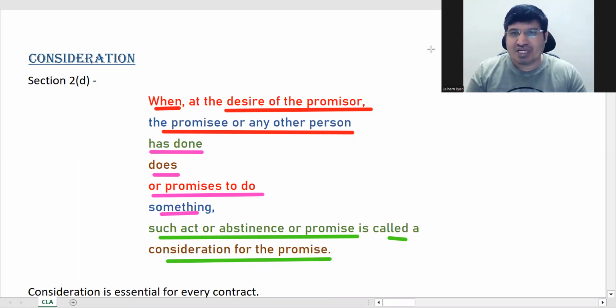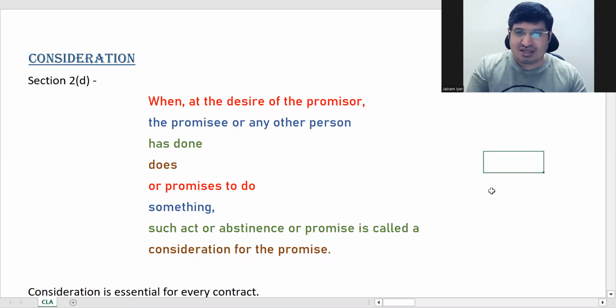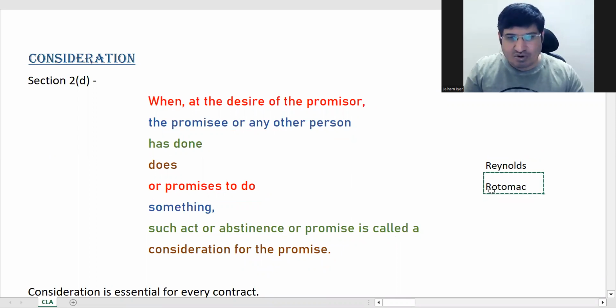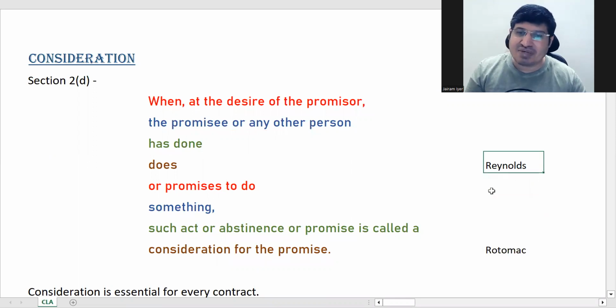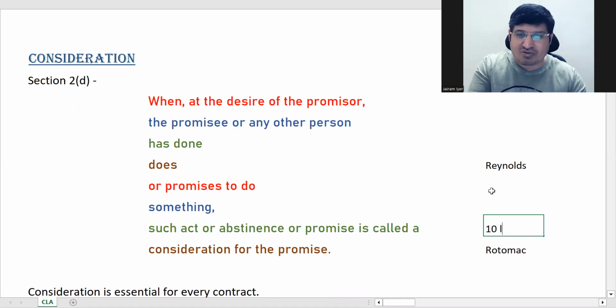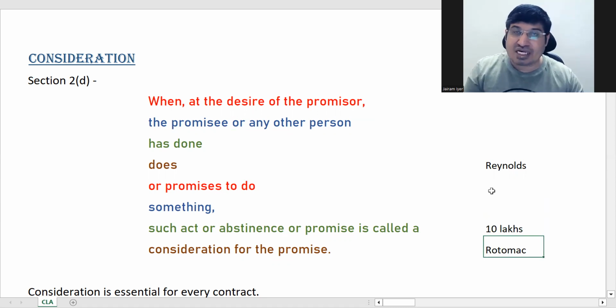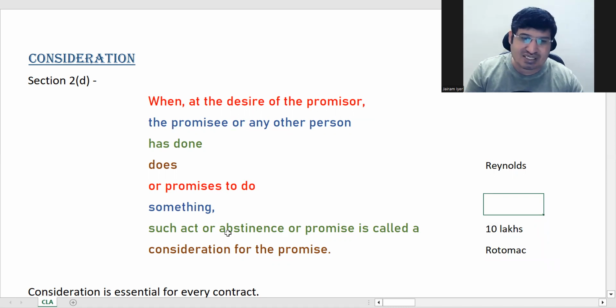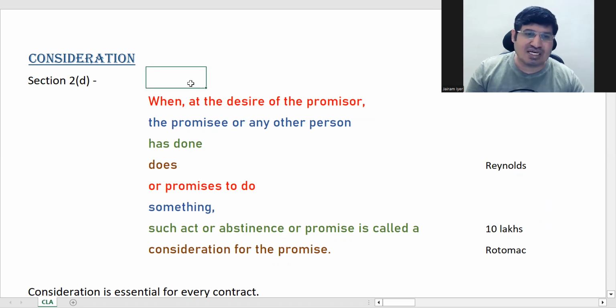I gave you the example of Reynolds and Rotomac. If Rotomac wants to enter the same business in the same area, and it is telling Reynolds, okay, I will not come in this area, you give me a compensation of 10 lakh rupees. This is consideration for not doing anything. Okay, that is called abstinence, not doing. So this is the definition.